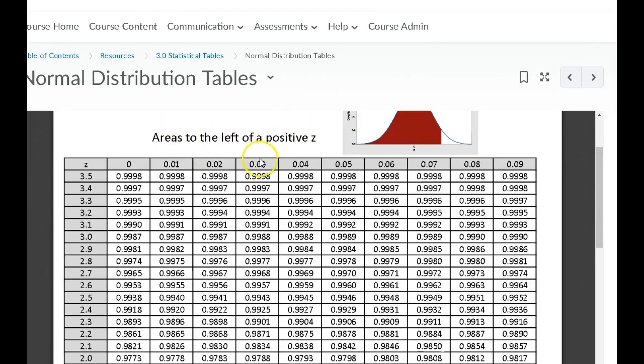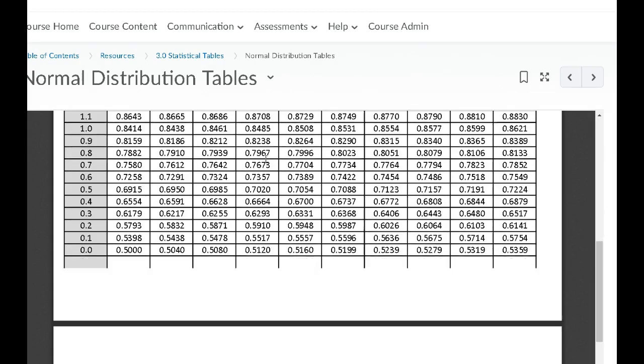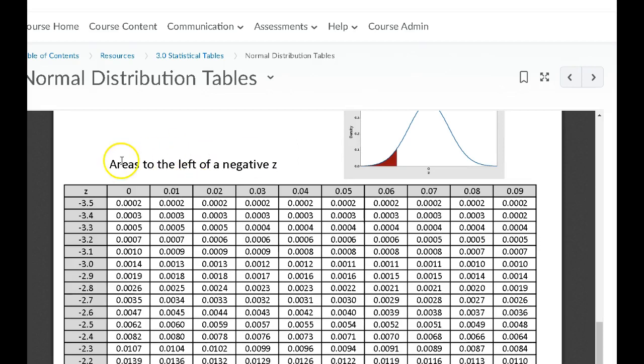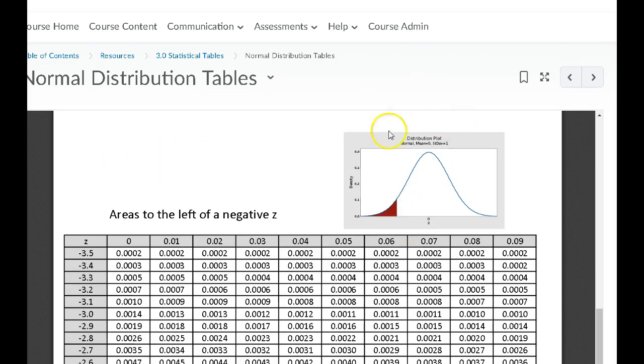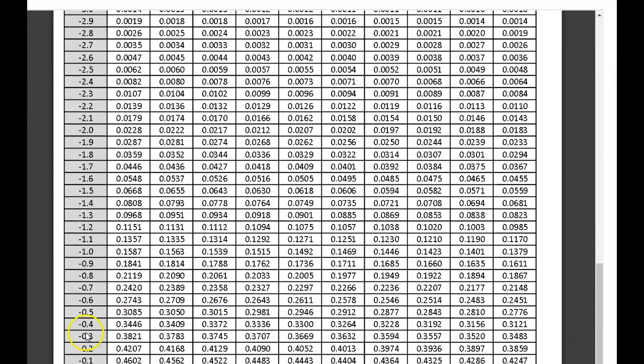Anyway, in this problem, we didn't have a positive z because z worked out to be a negative 0.4. So if I scroll down, there's another table here that gives me areas to the left of a negative z. We worked out a z-score of negative 0.4, so if I scroll down here, here's negative 0.4 right here, in that row right there.